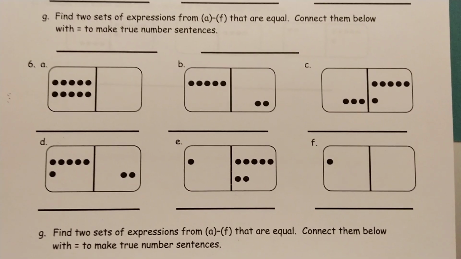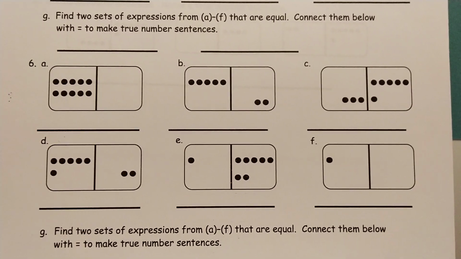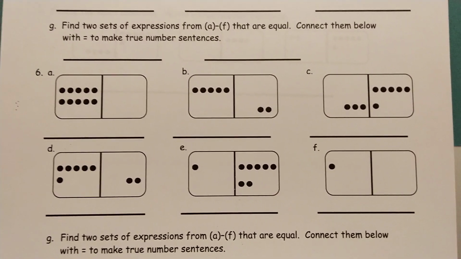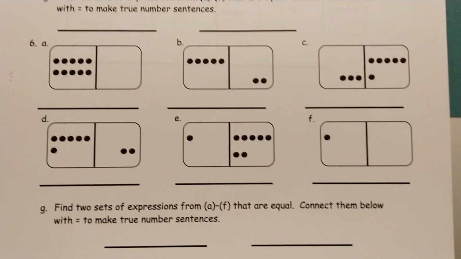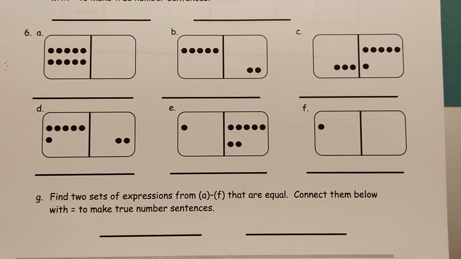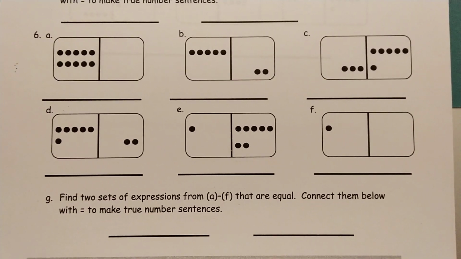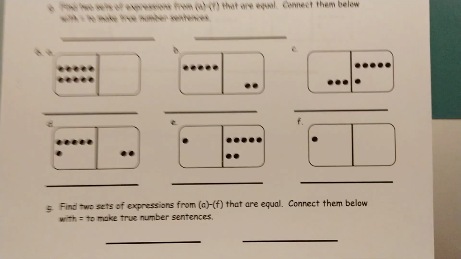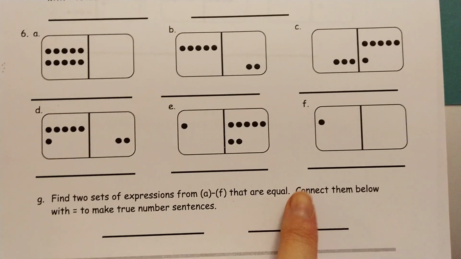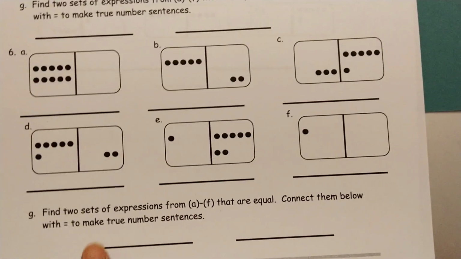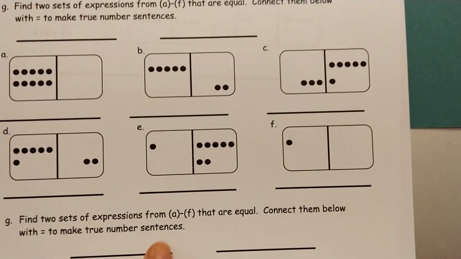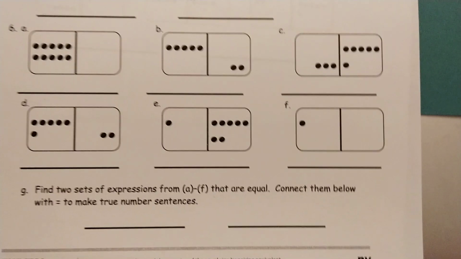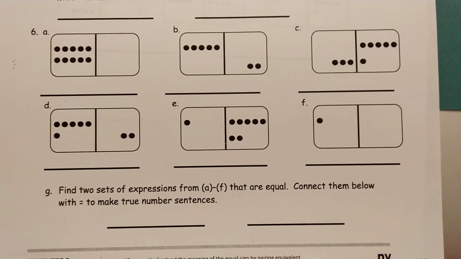In problem 6, we're going to continue to write expressions. Then, for problem 6G, we're going to find 2 expressions that are equal. And then we're going to write them down here. So it should say something plus something is equal to something plus something else. Okay, that's how you're going to solve 6.